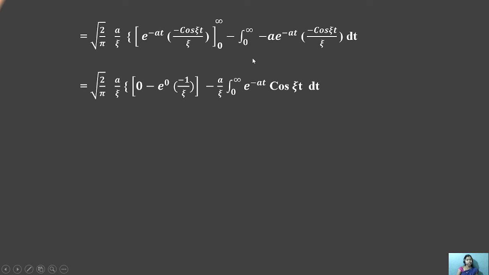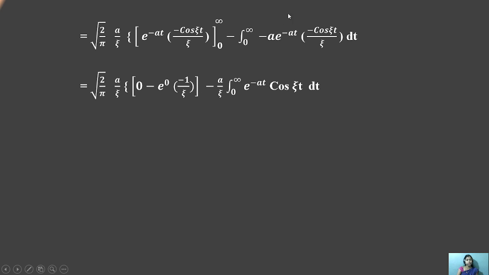Okay, solving the equation, put this value in the form: 1 by infinity gives 0, as well as cos is bounded, so this term will be 0. Just constant, this term will be 0 in both equations. Minus e to the power, putting the value, that is 0, minus 1 by xi.